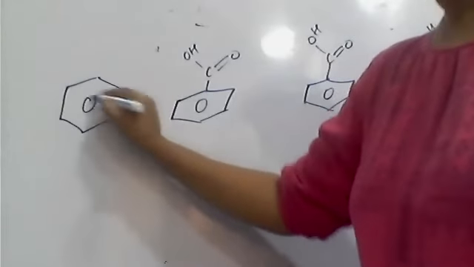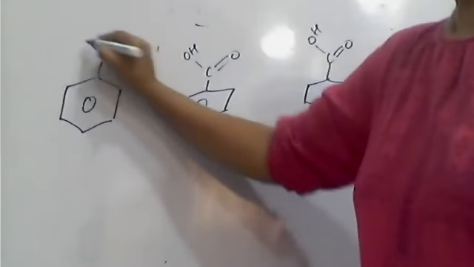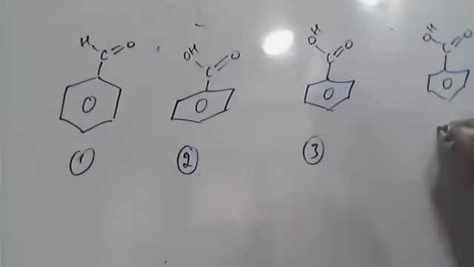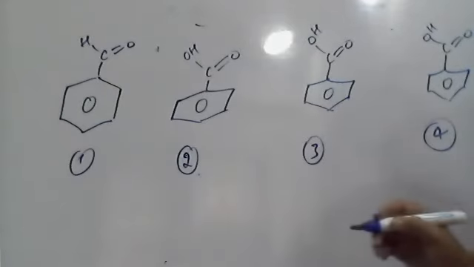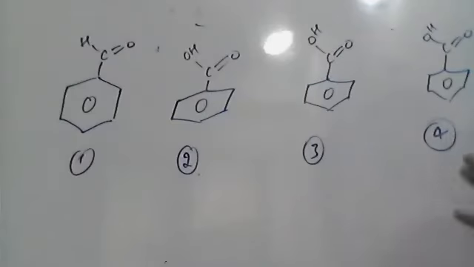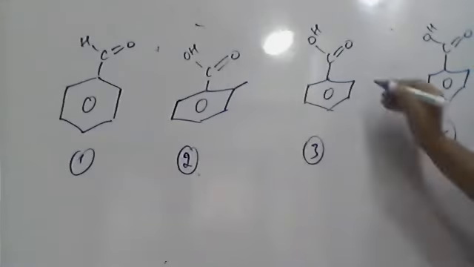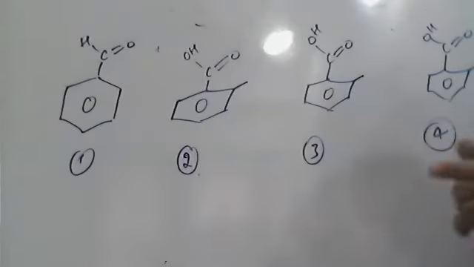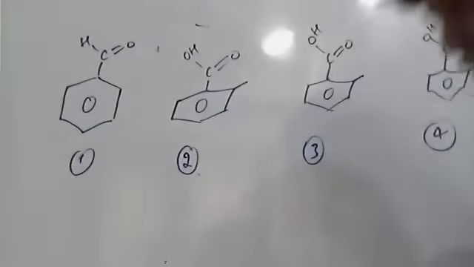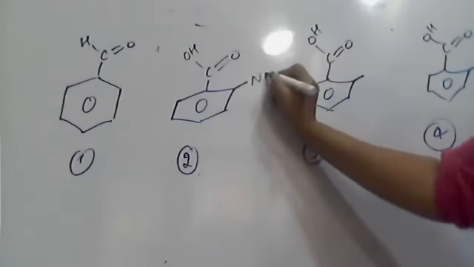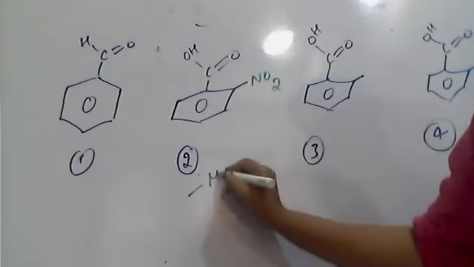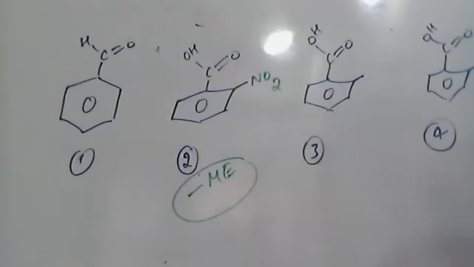Now all are identical benzoic acids, say 1, 2, 3, 4. See, the first one is without any substitution. Now in all of these I'm putting the group at ortho. What group am I putting? In the second one I'm putting a nitro group. So what is the effect of this nitro group? It is minus Me.